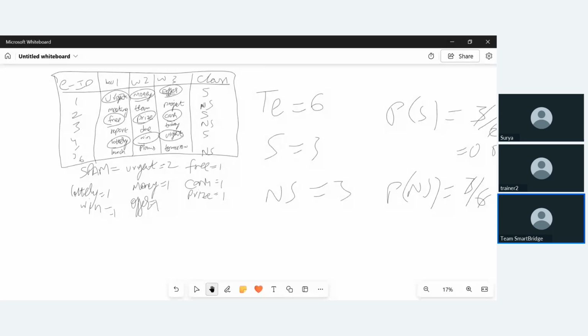Now these are the unique words in the vocabulary. Say if you have 15 words around the email, then we consider the probability over the total words in the vocabulary that we have in this email.